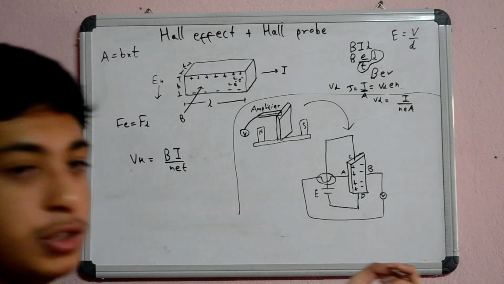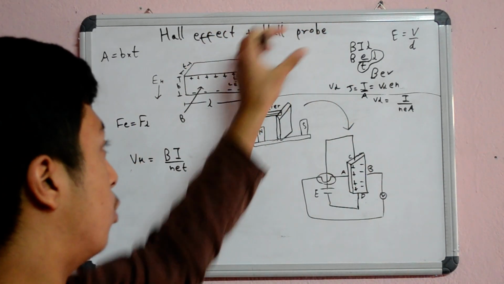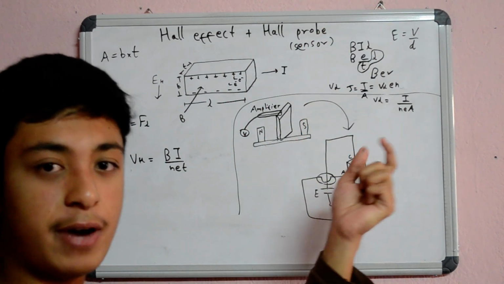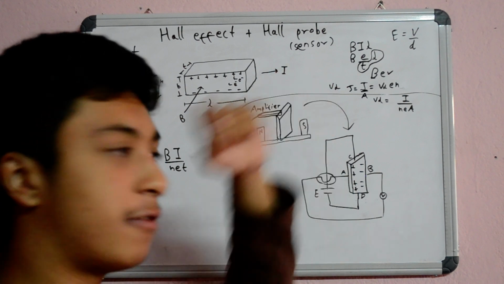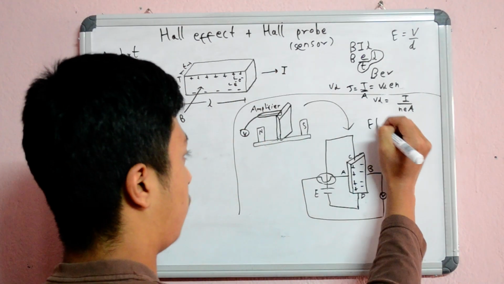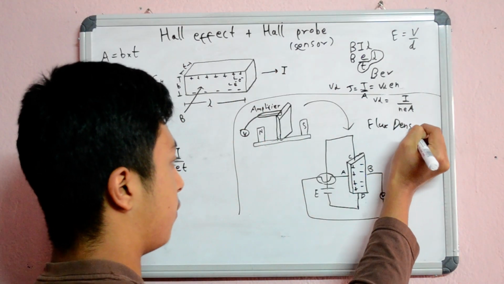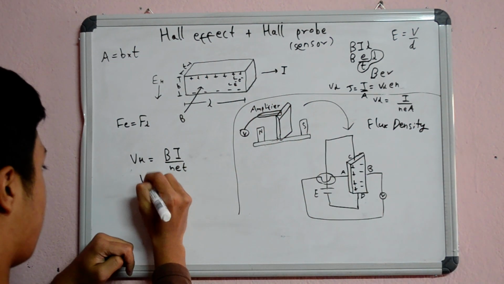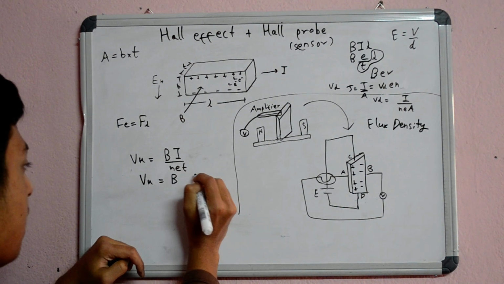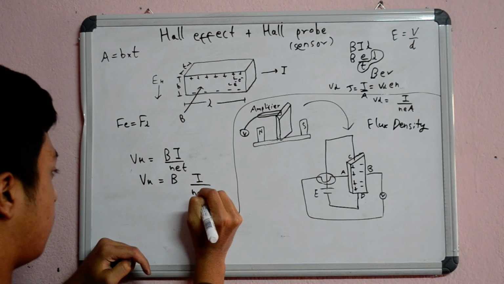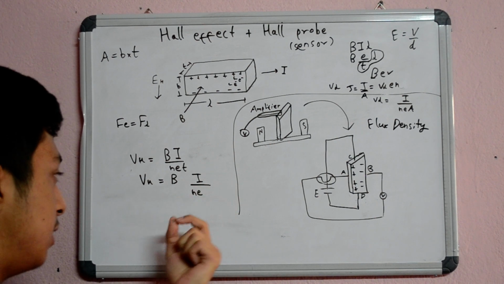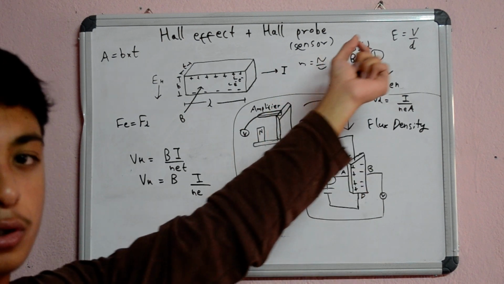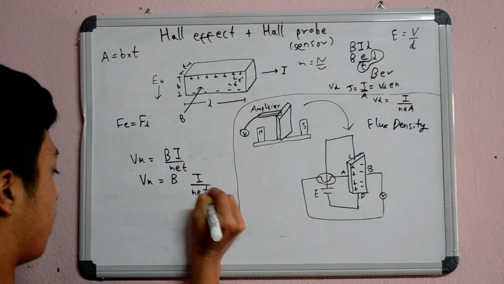And oh, I forgot to mention the most important part. A Hall probe, or you can also write Hall sensor, is a device which is used to measure the value of the magnetic field, also known as the flux density of the magnetic field, which just means the magnitude of the magnetic field. And from here you have V_H equals B, and current will be the same. The number of electrons per unit volume will be the same. Is n equals N by V, where N is the total number of electrons and t is the thickness.